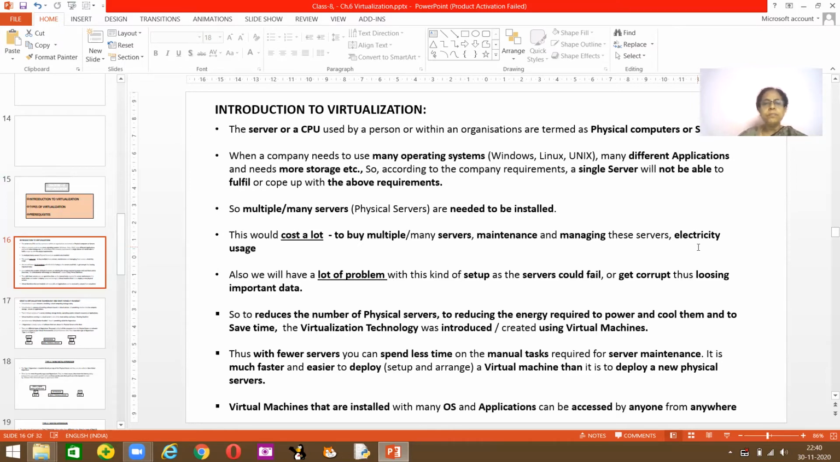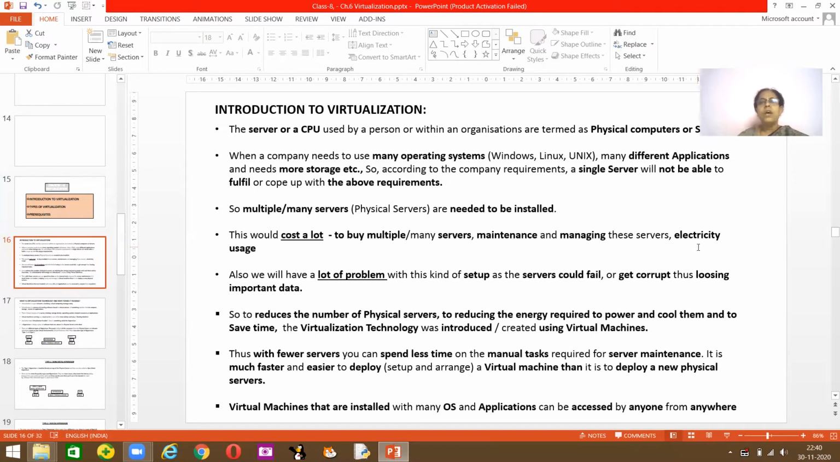Now, children, when you are in school attending your classes, you are physically present there, right? But now you're attending the classes from your home. This is done through virtualization. It's a virtual class. So virtualization is similar to a virtual class.